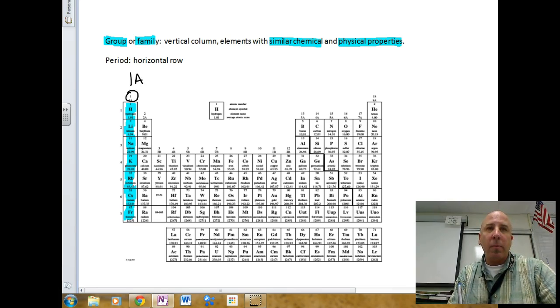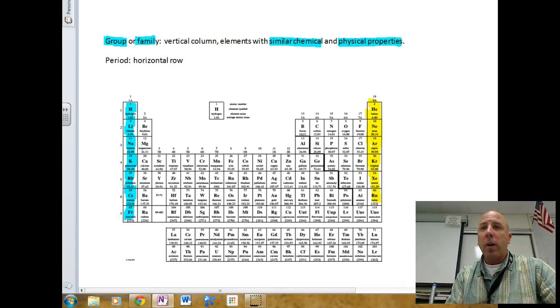And you see there are some numbers and letters at the top, group 1A. But it also has a name, and we'll get to those names in a few minutes. So that is a group or a family. Then over here on the other side, we have another group, a vertical column going up and down, with similar chemical and physical properties. Everybody in this group that I just highlighted here are what we call noble gases.